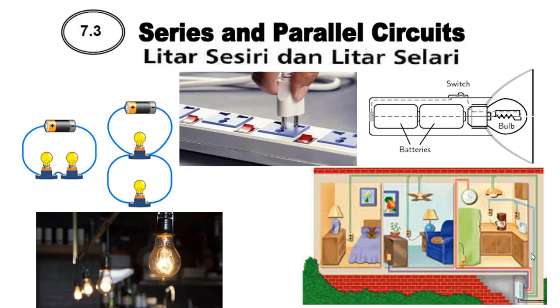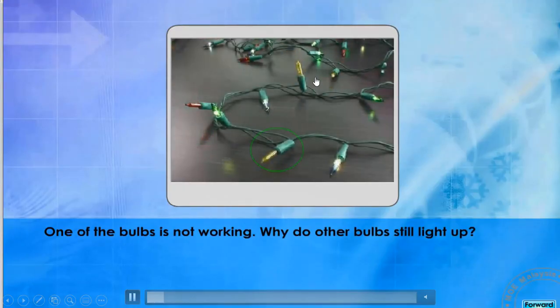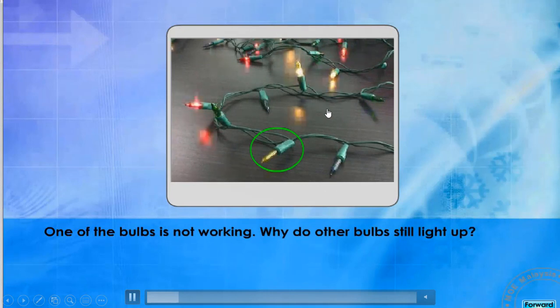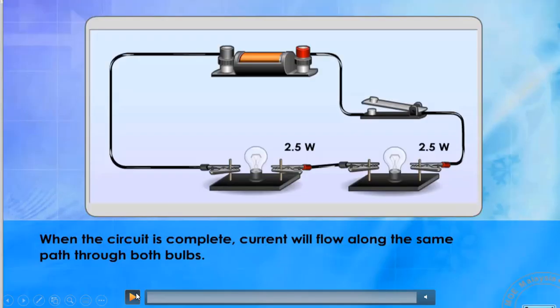Okay, today we are going to continue with our lesson with topic 7.3, series and parallel circuits. In this lesson, I would like to share with you what is the meaning of series and parallel circuits. Look at this circuit. One of the bulbs is not working.